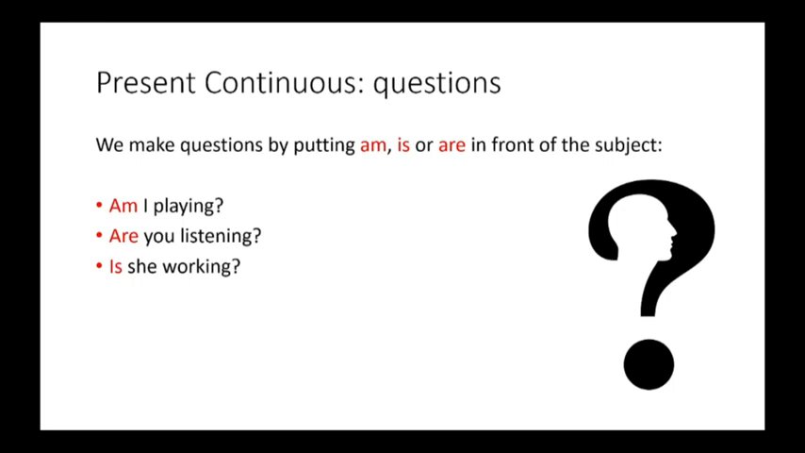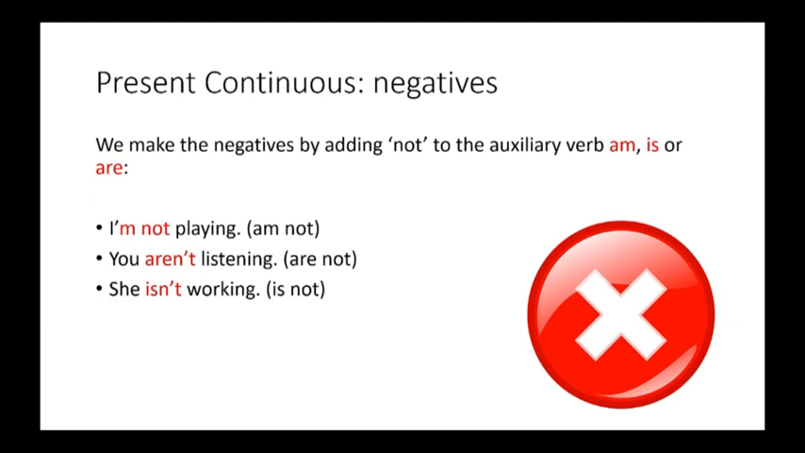This makes it easy for the negatives too. Since we already have an auxiliary verb, am, is, or are, we just add not to the auxiliary verb and then we get negative sentences. For example, I'm not playing. You aren't listening. She isn't working. These are the short forms, and the full forms are am not, are not, and is not. And that's it. This is easy, right?